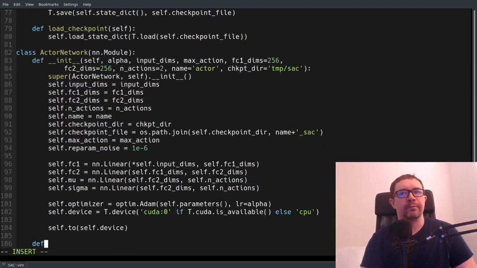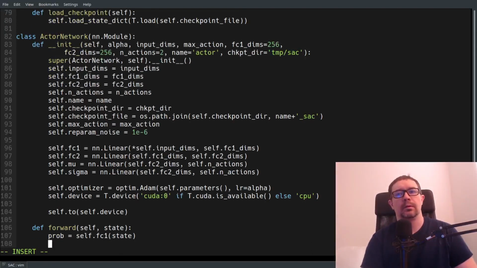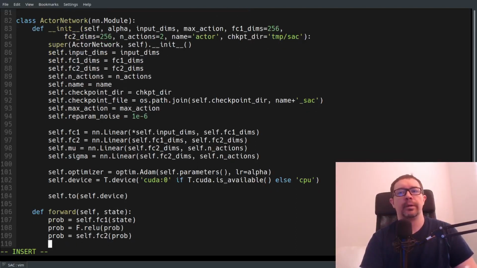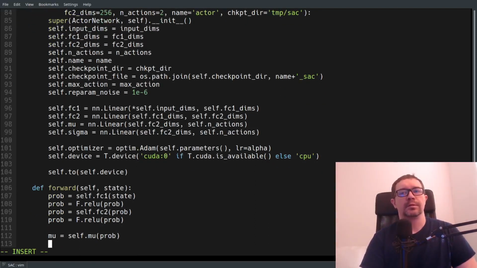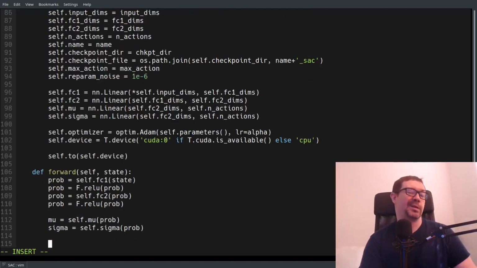Next, we will handle our feed forward. That takes a state as input, and I'm going to call it prob for probability. It's kind of a misnomer, I suppose, but sue me. And then we'll say mu is that. And then we have to do something a little bit mysterious. It makes sense if you think about it.